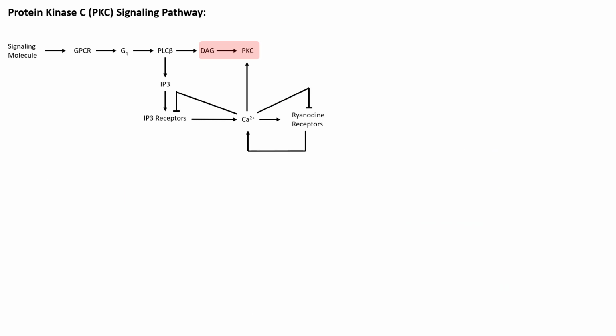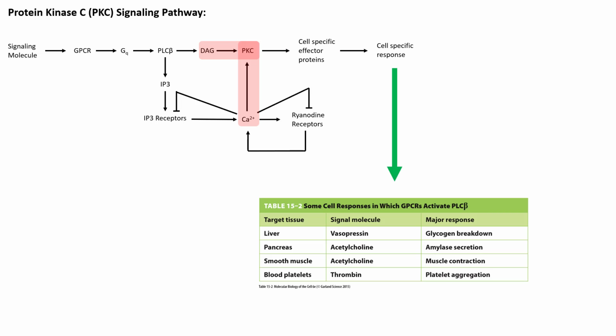We know that PKC was localized to the membrane by DAG, and now, with the help of calcium, will go on to be fully activated. Once fully activated, it will go on to activate cell-specific effector proteins, which will lead to cell-specific responses. And in this table, you can see that different cell types in different tissue will have different responses upon the activation of the PKC pathway.